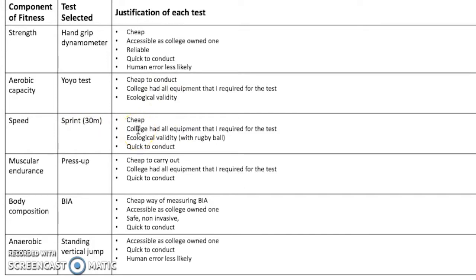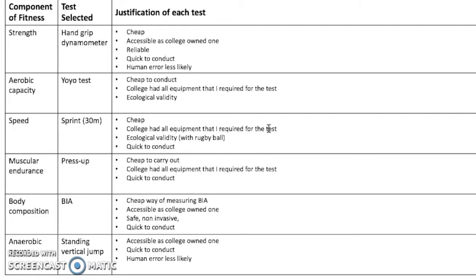So speed. Again, this test was cheap to carry out. The college had all the equipment that was needed. All that was needed was cones and a stopwatch. It didn't need much equipment, and I adapted the 20-meter sprint to him, so I got him to run with a rugby ball, so that this will be more like a real life situation in which he's playing rugby, so that will enhance the ecological validity. As when my client was doing the sprint, he was holding the rugby ball, so this would be more reflective of a game situation, so it's more like his sport.